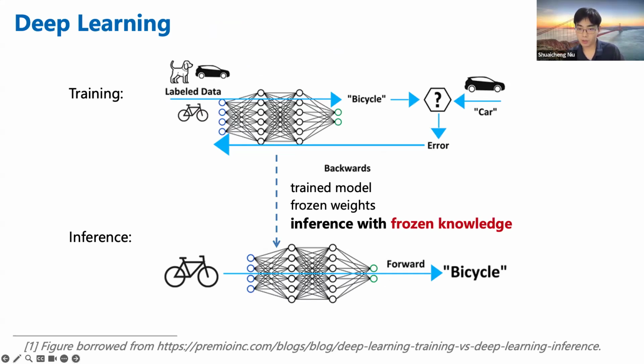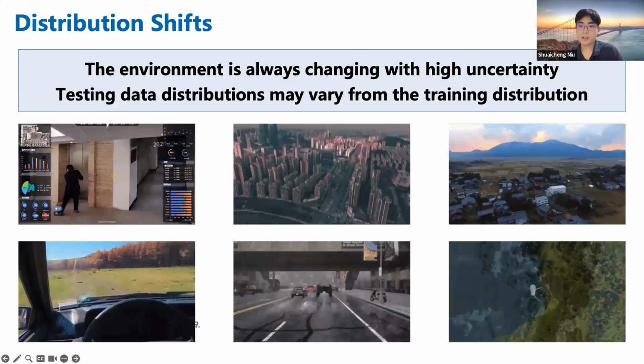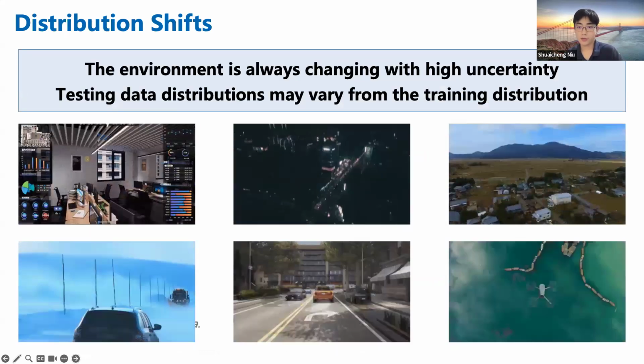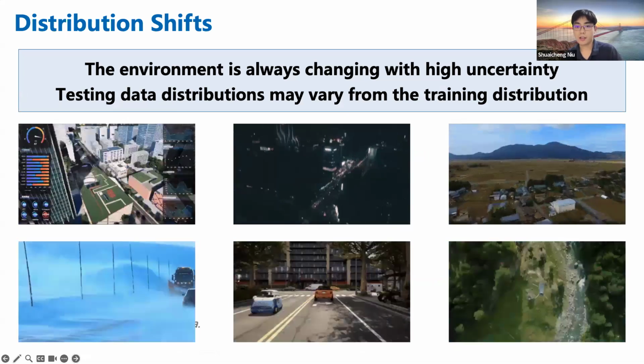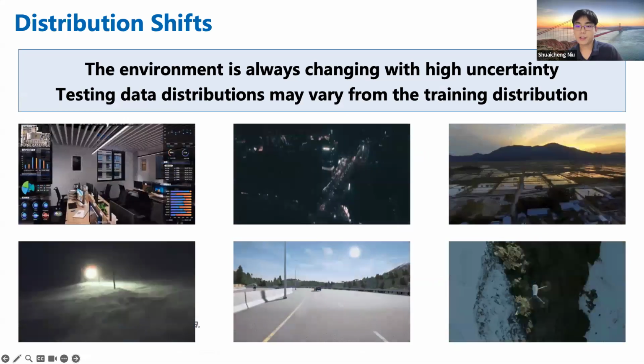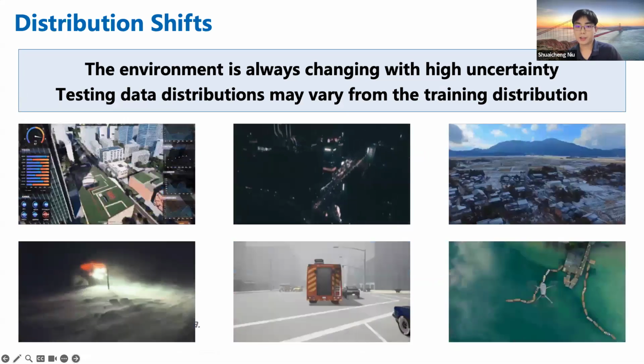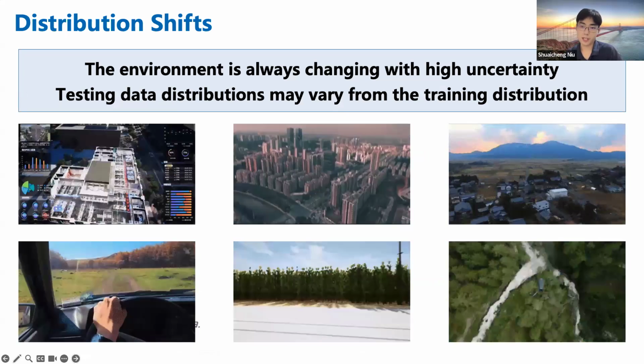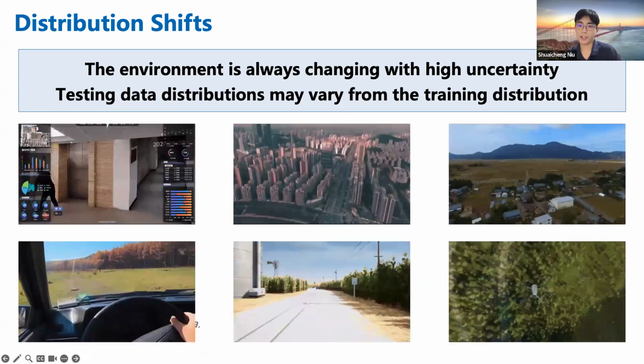This pipeline works pretty well when the testing data are drawn from the same distribution as the training data. It is known as in distribution. However, the world is always changing, such as simulation to real-world scenario change. The weather changes like from sunny to rainy to foggy, and sometimes the lighting changes like from day to night, and sometimes the scenario changes from a city to a village.